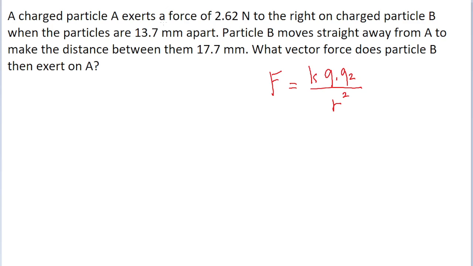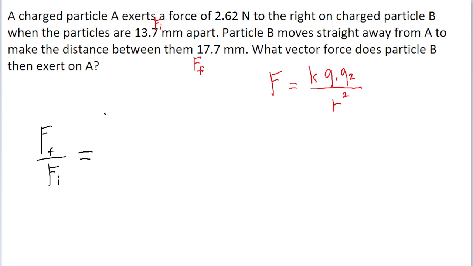Let's say that the initial force between the two particles when the distance is 13.7 millimeters is F sub I, or F initial, and we'll say that the second force for when the distance between them is 17.7 millimeters is F sub F, the force final. The ratio of the final force to the initial force is F sub f divided by F sub I. To expand on this ratio, we're going to plug in a different version of Coulomb's law for the numerator and the denominator of this ratio.